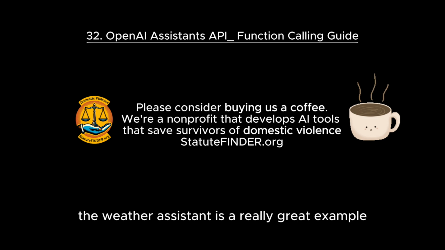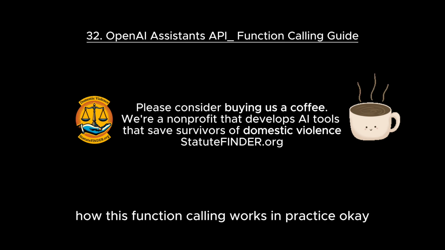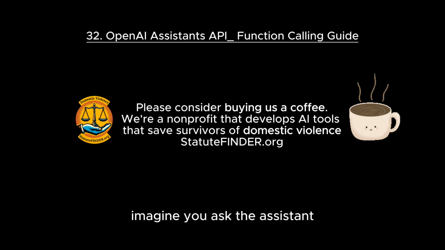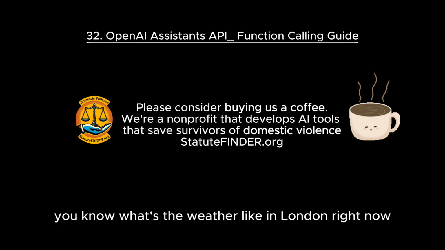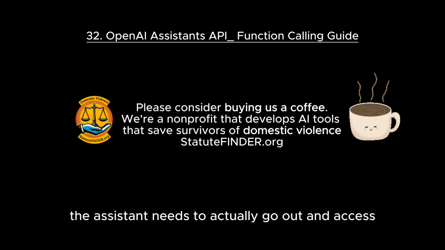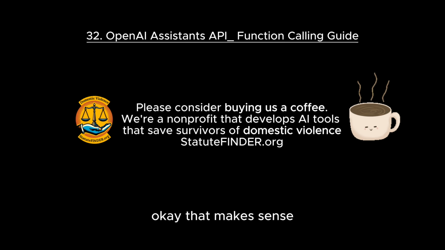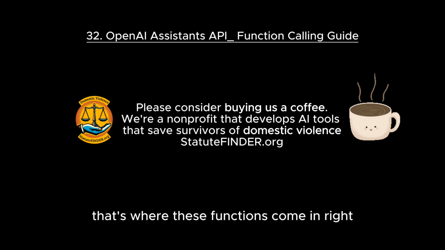Absolutely. So the weather assistant is a really great example to understand how this function calling works in practice. Okay. Imagine you ask the assistant, what's the weather like in London right now? To answer your question, the assistant needs to actually go out and access specific information like the temperature and the chance of rain, right? Yep. Okay, that makes sense. So how does it get that information? That's where these functions come in.